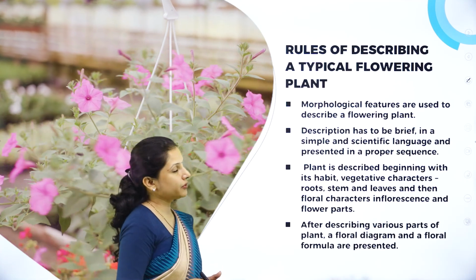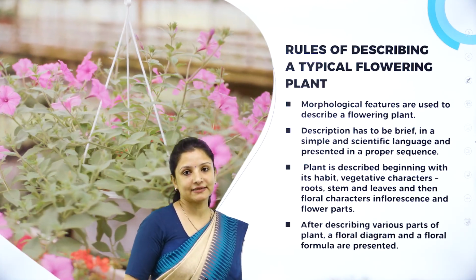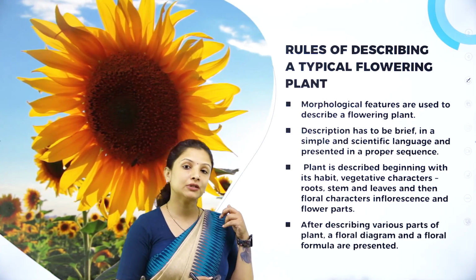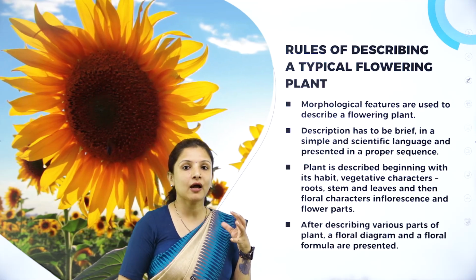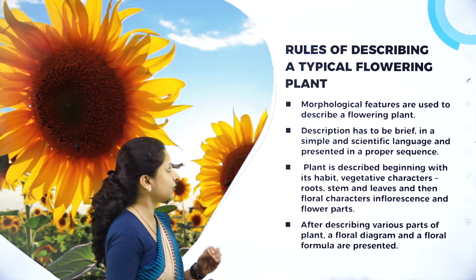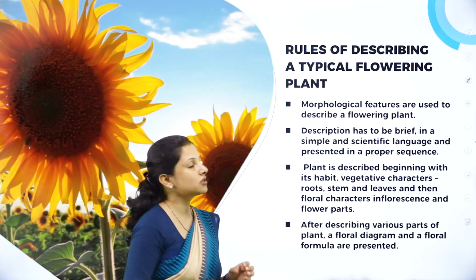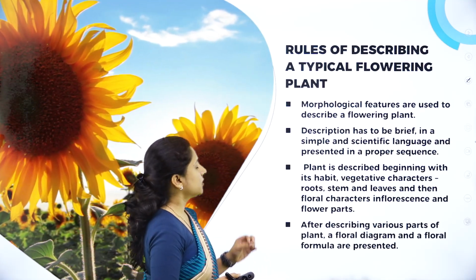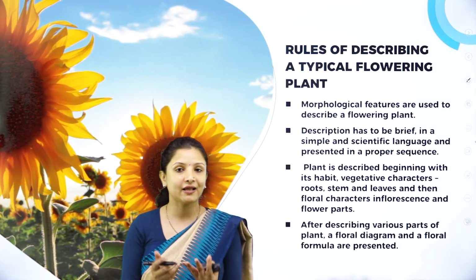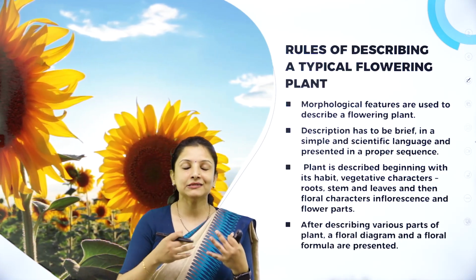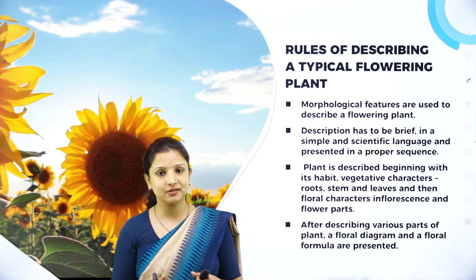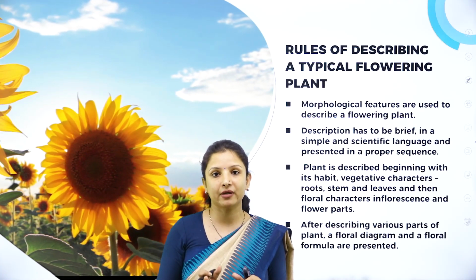So to begin with, before learning about the family Solanaceae, we need to describe that particular plant, right? So to describe the plant, we have certain rules that are set which we need to follow. So what are the rules? Let's look into. So the rules of describing a typical flowering plant. Morphological features are used to describe a flowering plant. So we don't take the section or the anatomy and see what type of cell it is made up of, what type of cell arrangement is there. All that is not considered while describing a flowering plant.